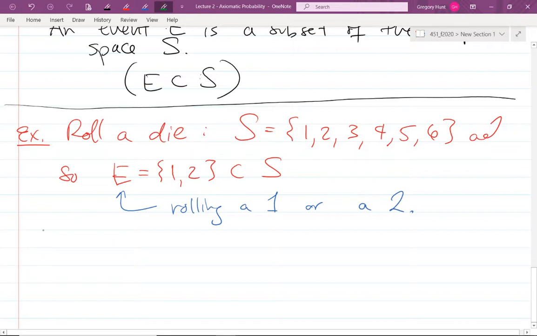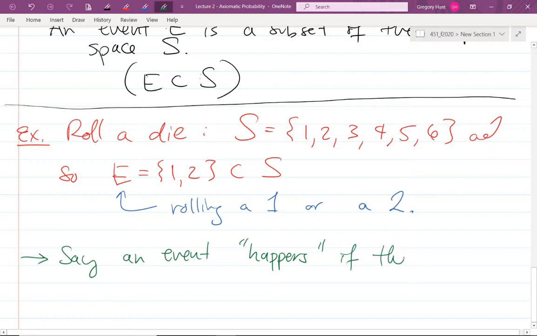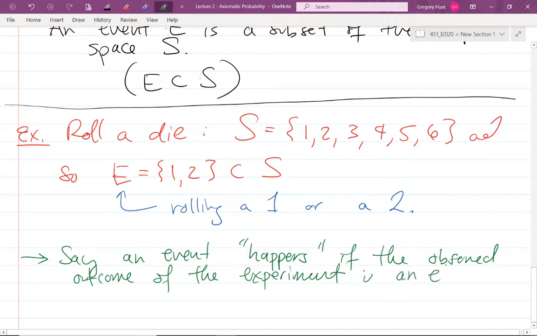So this is not particularly mathematically precise, but terminologically what we say is that an event, quote, happens if the observed outcome of the experiment is an element of E.